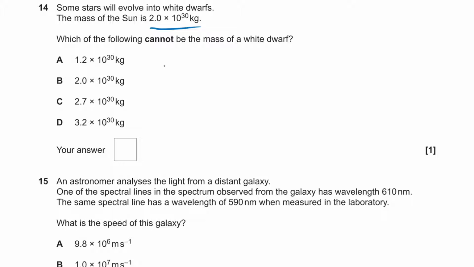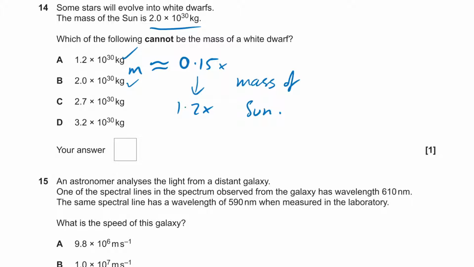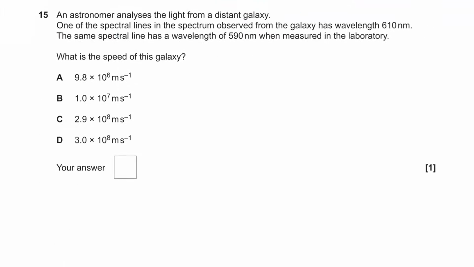But whatever, white dwarfs are usually around 0.15 times to 1.2 times the mass of the sun. So therefore, A can be possible, same as the sun, that's possible as well. I mean, C is a bit heavy actually, but the point is that it's the biggest one that isn't going to be possible. It's going to be least possible.